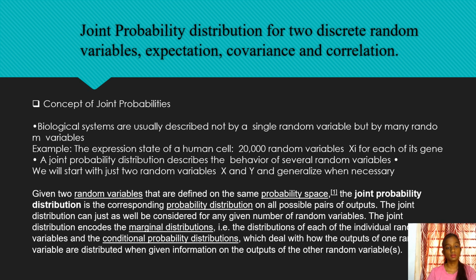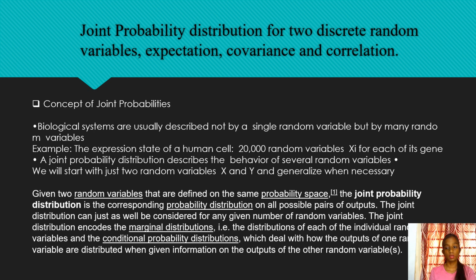Biological systems are usually described not only by a single random variable, but by many random variables. For example, the expression state of a human cell is 20,000 random variables xi, one for each of its genes. We will start with just two random variables x and y, which generalize when necessary. When a joint probability is given for two random variables that are defined on the same probability space, the joint probability distribution is the corresponding probability distribution.